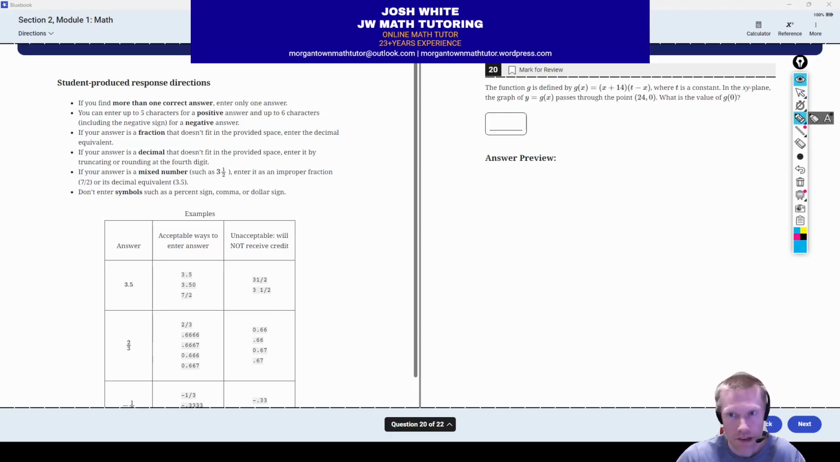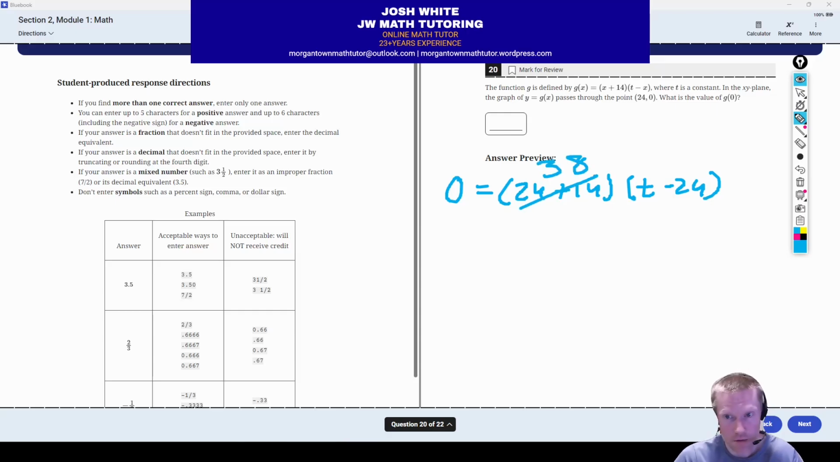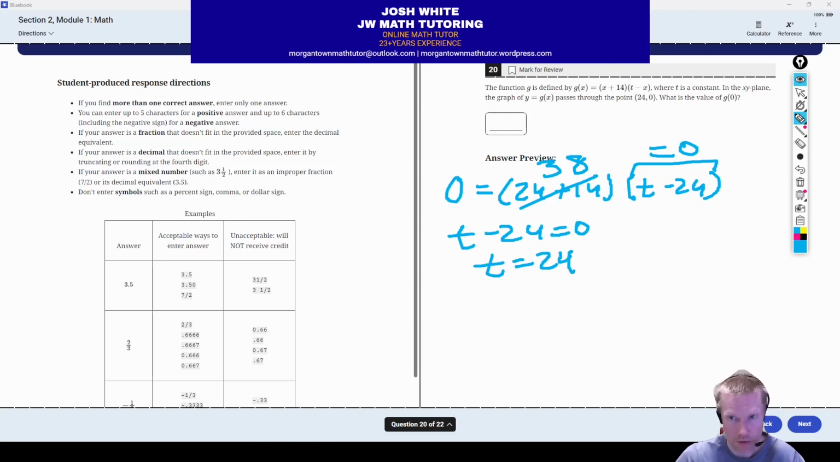So the first thing we know is that it goes through the point (24, 0). So that means I can plug in 0 for g of x, and I can plug in 24 for x, and that will help me solve for t. Okay, notice this becomes 38, but that really doesn't matter, because in order for the whole right side to equal 0, this expression right here must equal 0. Because the only way 38 times something equals 0 is if it's being multiplied by 0. So essentially, t minus 24 equals 0, or in other words, t has to equal 24.